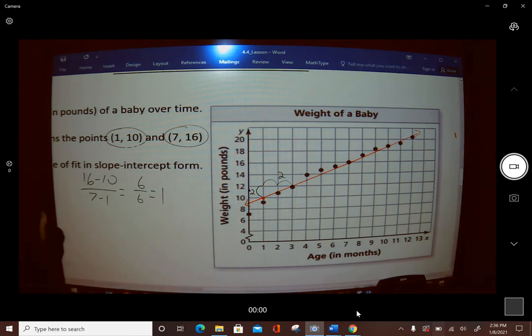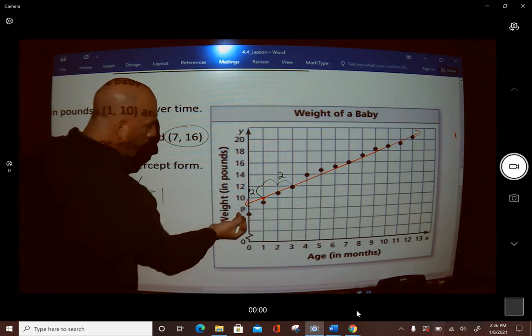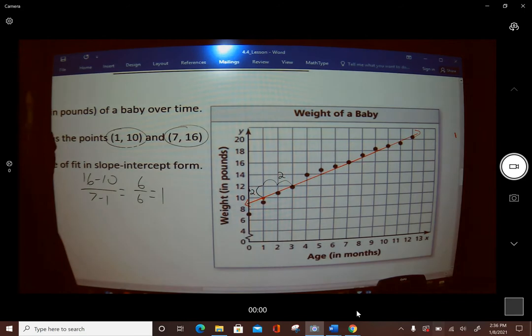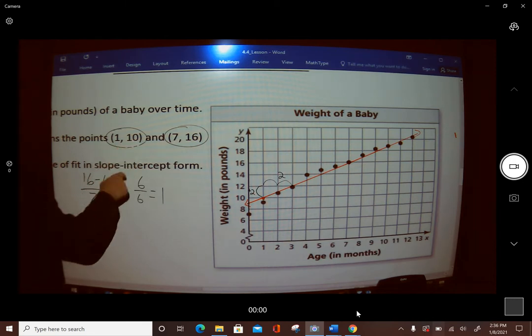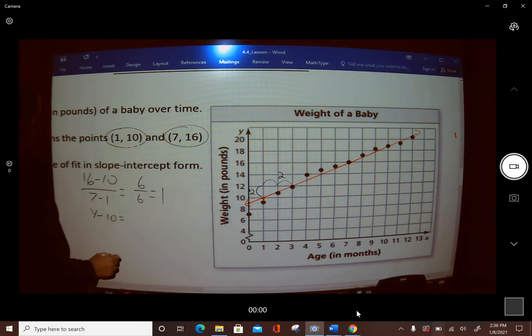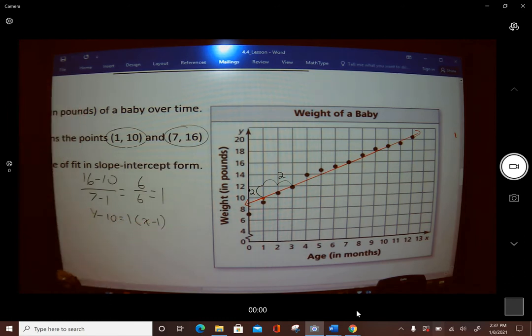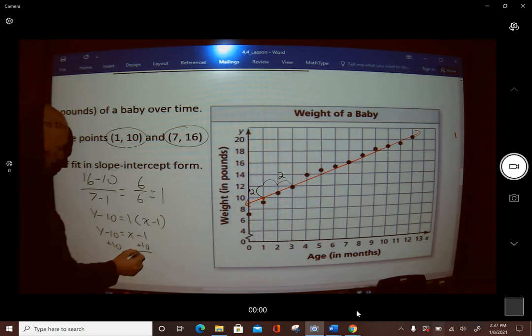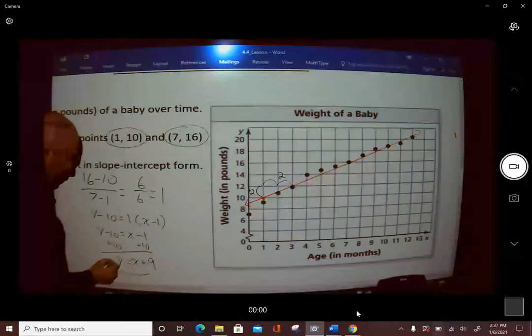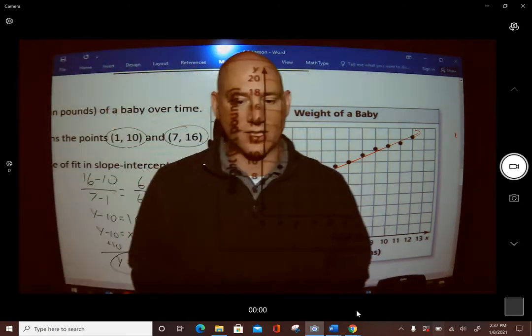If you want to finish figuring out slope-intercept form, I don't know exactly what the intercept is. It looks pretty close to 9, but I can't be sure. I have to now plug in: y minus, I'm going to use the point (1, 10), equals my slope of 1 outside of x minus 1. All right? y minus 10 equals x minus 1. Add 10, add 10. y does equal x plus 9. So that does in fact cross right at 9.